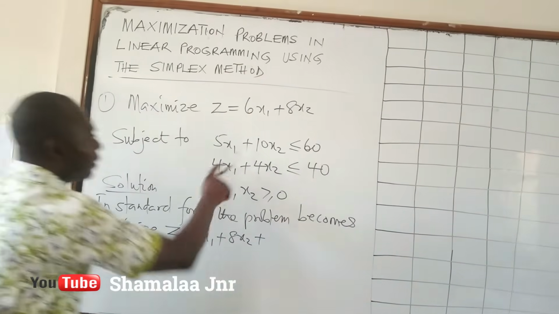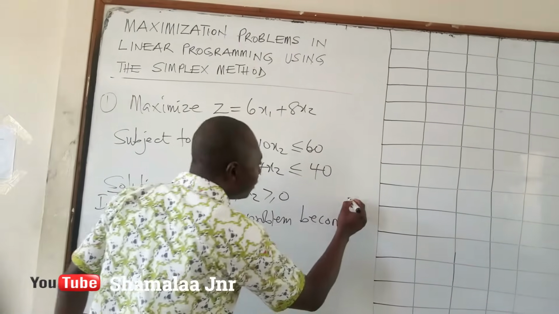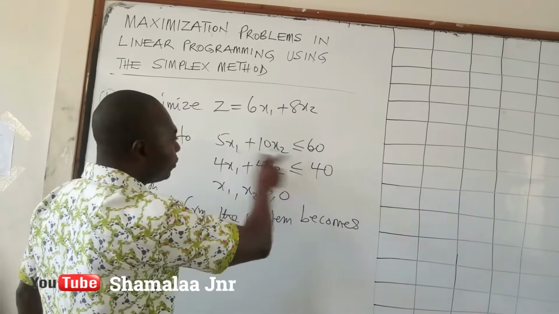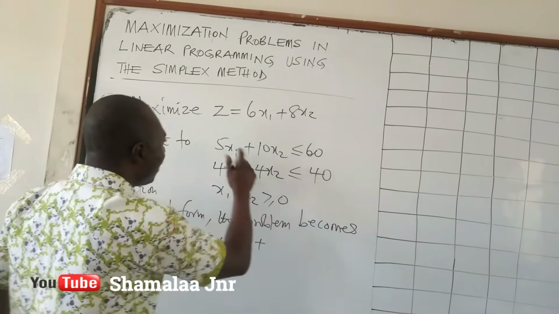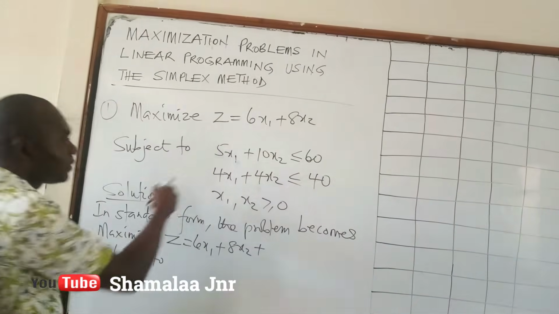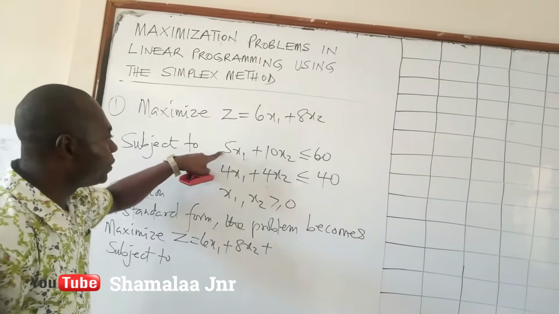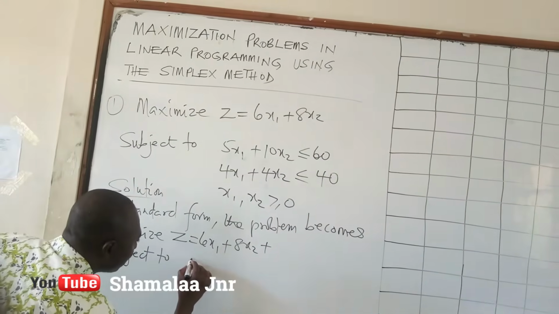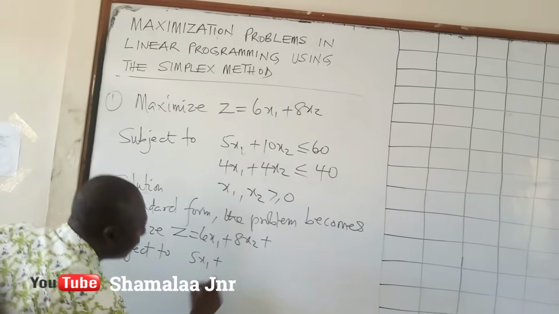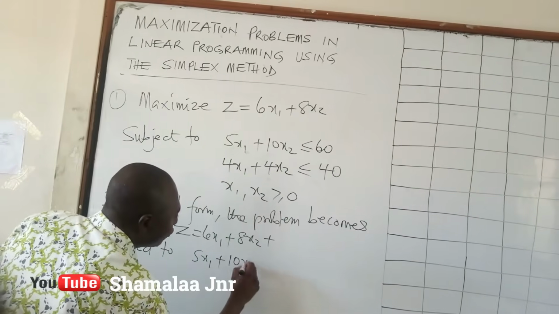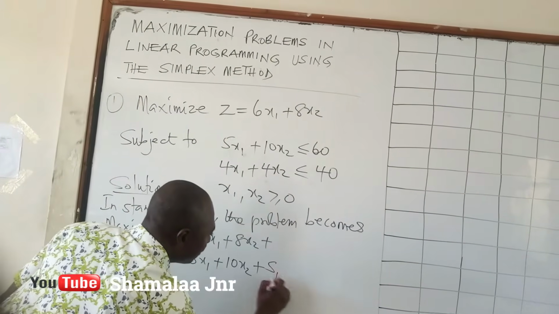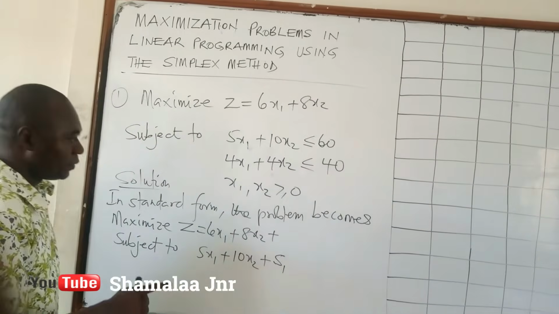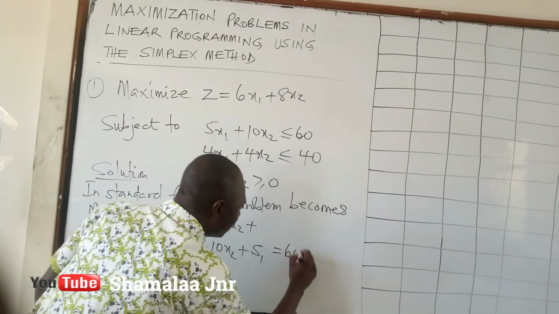Because slack begins with the letter S, and the first one is in the first constraint, we are going to add s1 to the left hand side of this constraint, and it will transform it into an equality constraint. So the first constraint will be 5x1 plus 10x2 plus s1, that is slack variable 1 in the first constraint, and this is equal to 60.